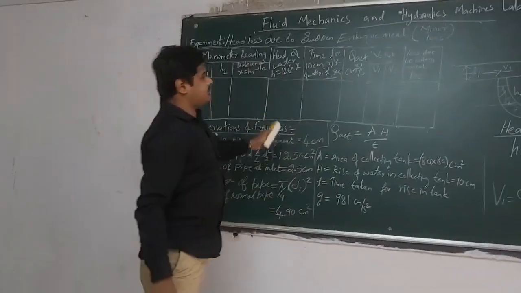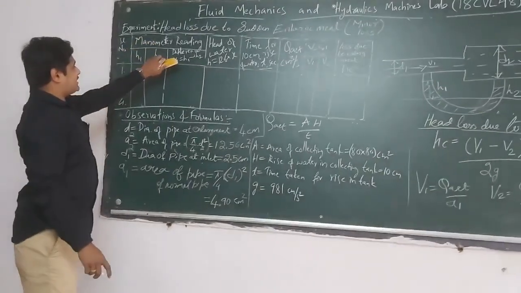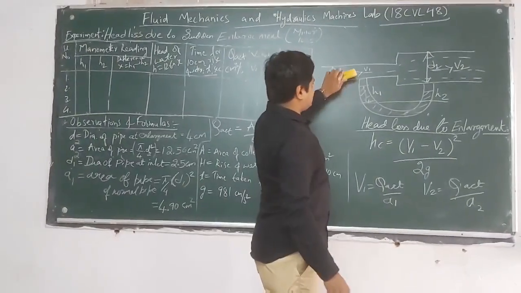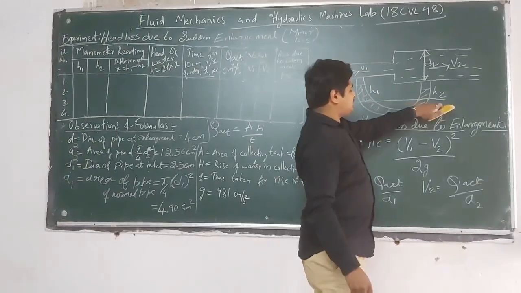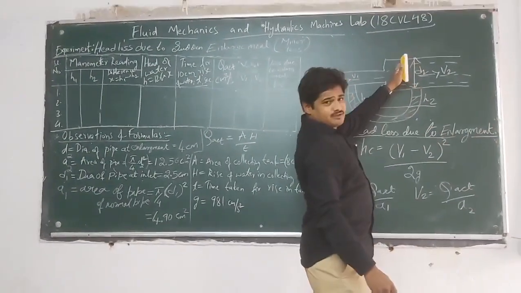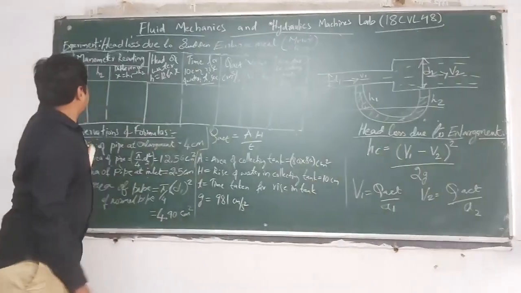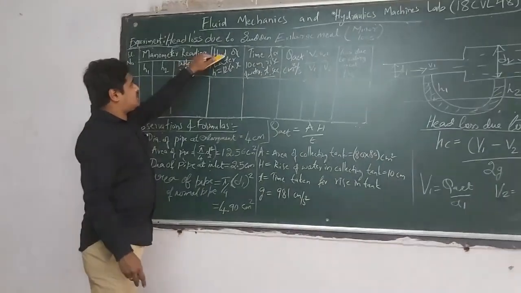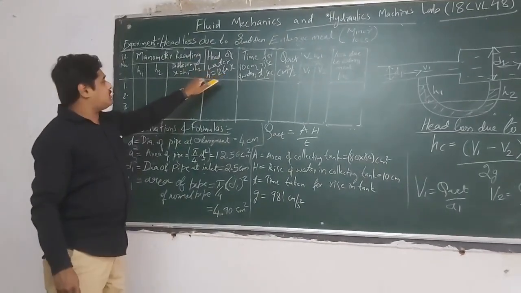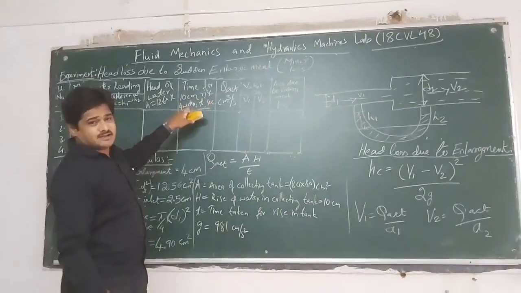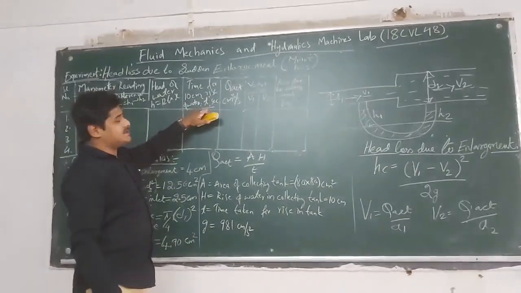So what all do we need here? We need manometer readings, that is H1 and H2. H1 is the manometer reading of the contracted pipe and H2 is the manometer reading after enlargement, that is the normal pipe. After that we see the head of water, that is H equals 12.6 into X. Next is the time taken for a 10 cm rise in the water tank, in T seconds.